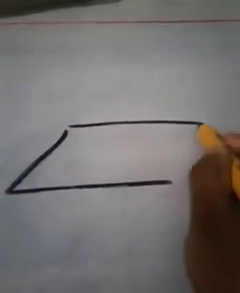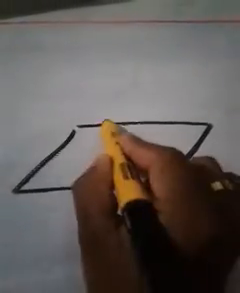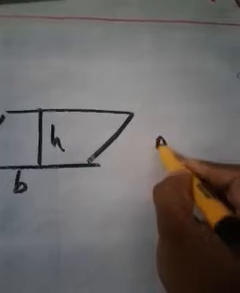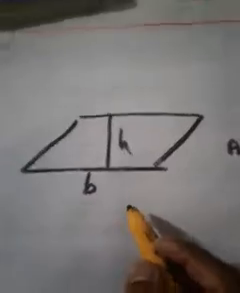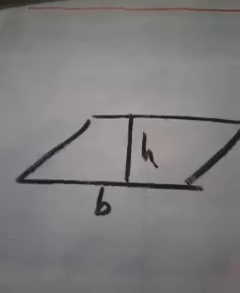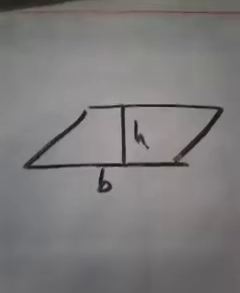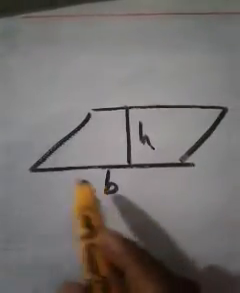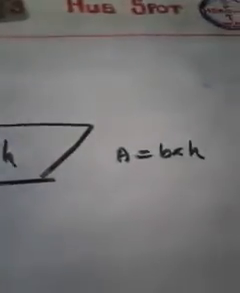So when we started this chapter, we discussed how to calculate the area of a parallelogram. If you consider the base as b and the height as h, then the area will be b into h. Any side you can consider as base, that is the advantage. But when you consider a side as base, the height should be towards that base. And the area is b into h.